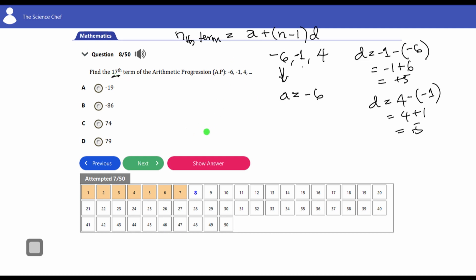So if you substitute into this, that will be minus 6 plus 17 minus 1 into 5. That's minus 6 plus 16 times 5. 16 times 5 is 85, right? And 85 minus 6 will give us 79. So that gives us option D.